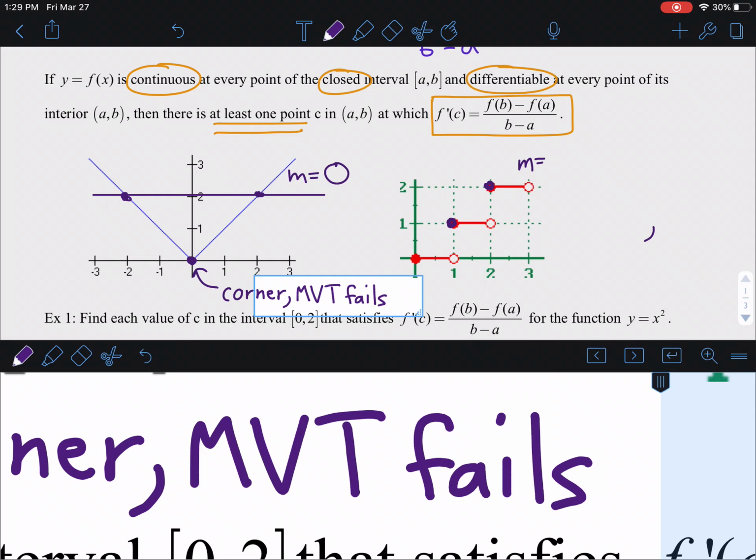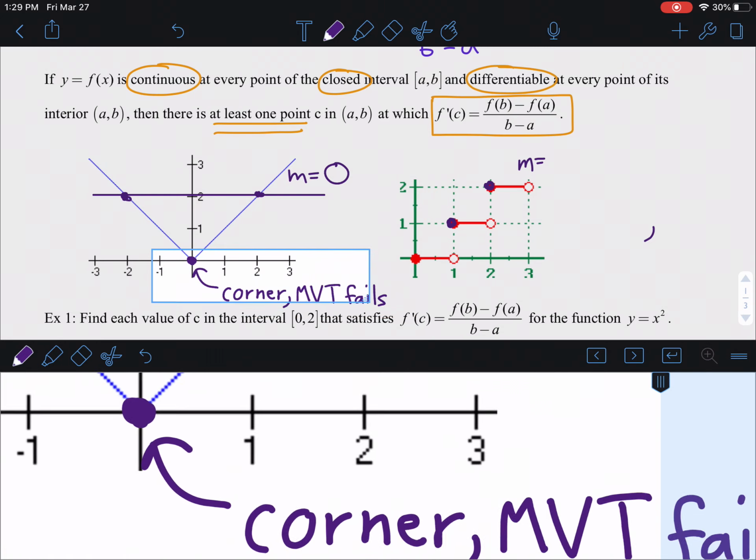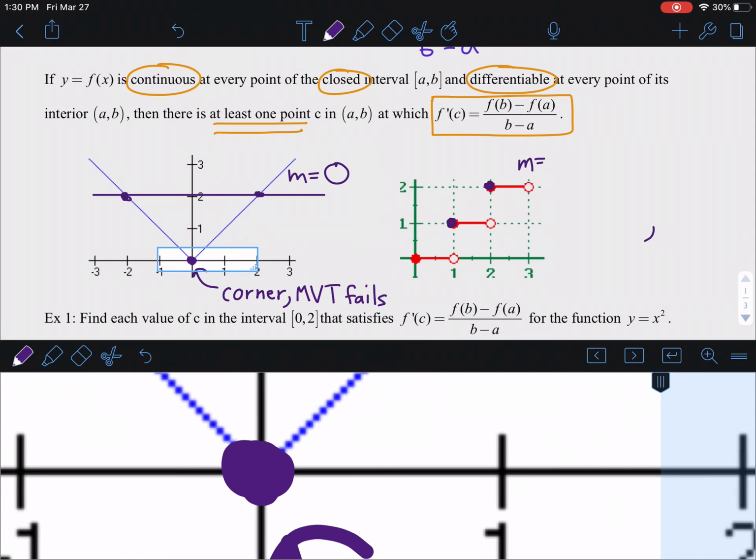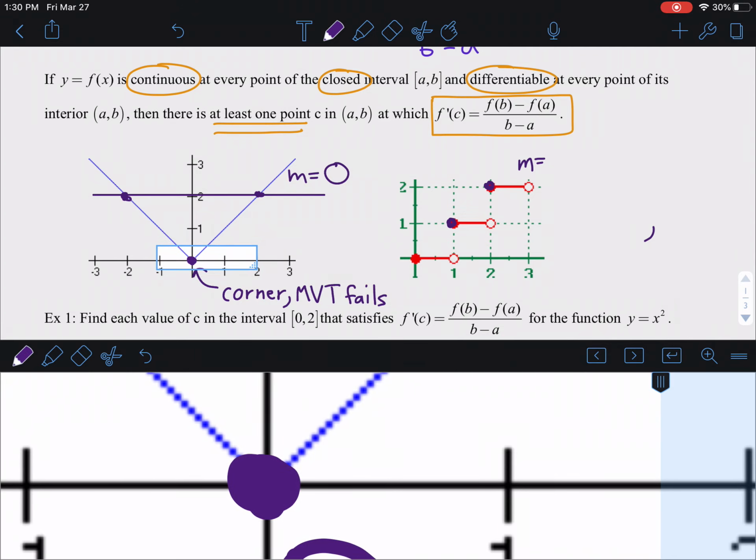Now, it's not a guarantee, right? But that is the reason why, right? Because we don't have a place in between these 2 points that has a slope of 0, right? The most likely place should have been here at x equals 0, but there is no tangent line there, right? Because it's not differentiable there.